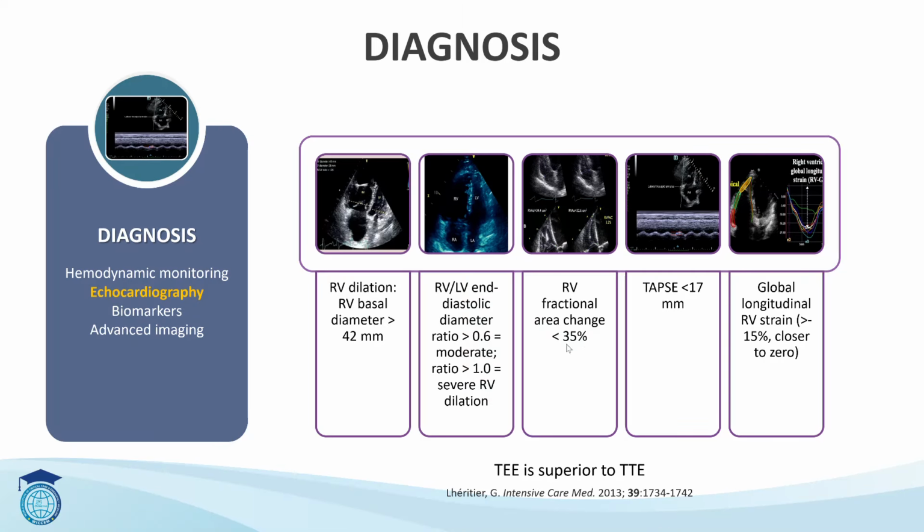In addition, you can look at the RV area, and a fractional change of less than 35% indicates RV dysfunction. As we mentioned, TAPSE less than 17, and also you can look at the global longitudinal RV strain, which is an indicator of the diastolic and systolic function of the RV. If that strain is more than minus 15%, meaning that it is closer to 0, 10% or 5%, it would indicate RV dysfunction.